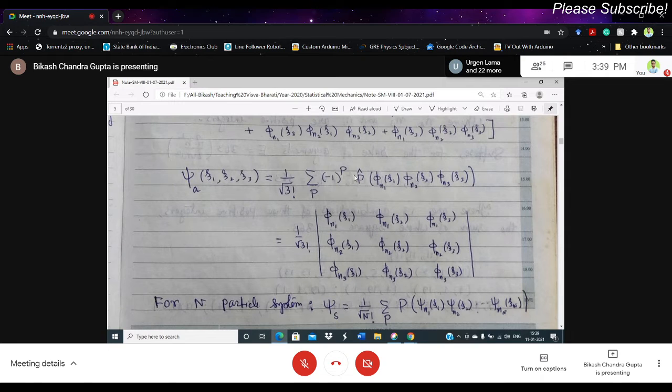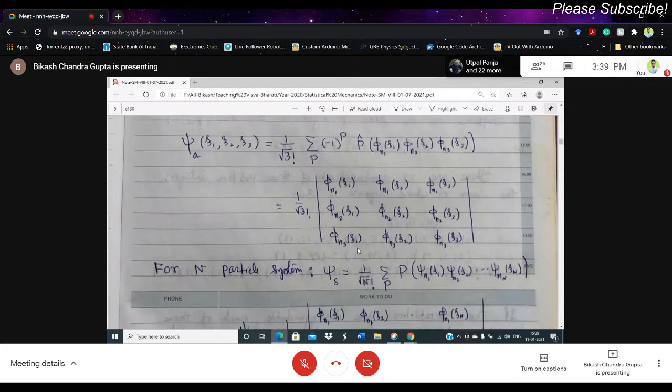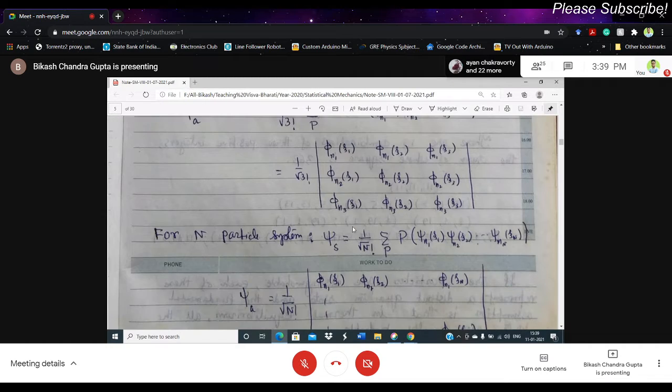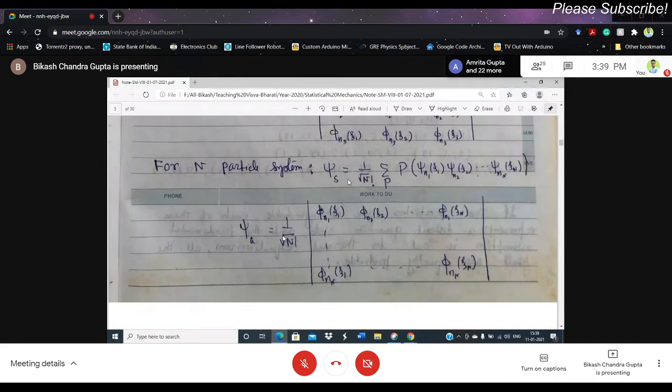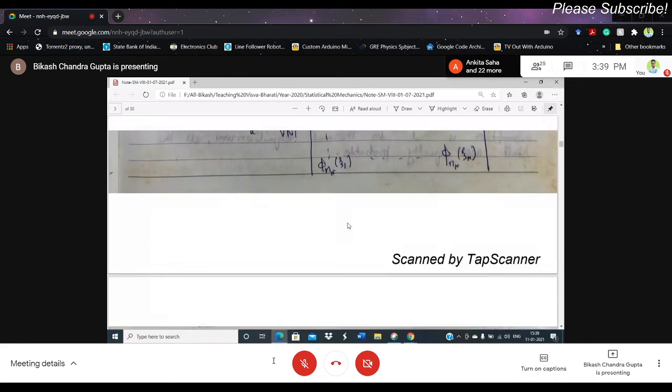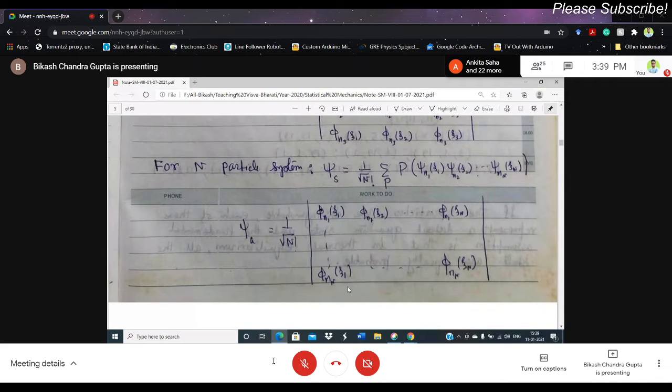If there are an even number of permutations, then it will give plus sign. If there are an odd number of permutations, it will give negative sign, and that can be represented in terms of this determinant. These are single particle wave functions. And this determinant is called the Slater determinant. Just be acquainted with the nomenclature. This anti-symmetric function is written in terms of the Slater determinant, and this is the normalization factor. And in general, for n particles, you can write in this form.